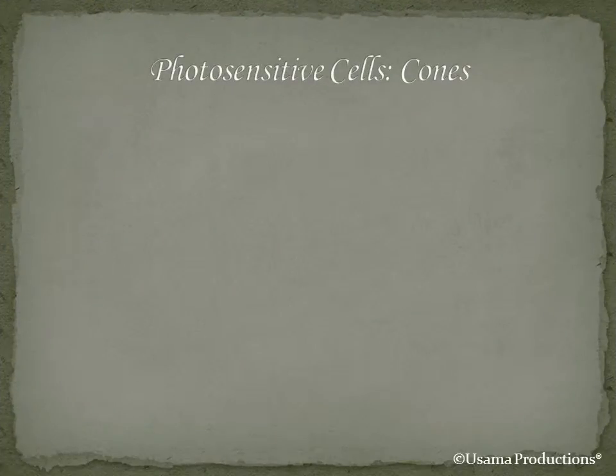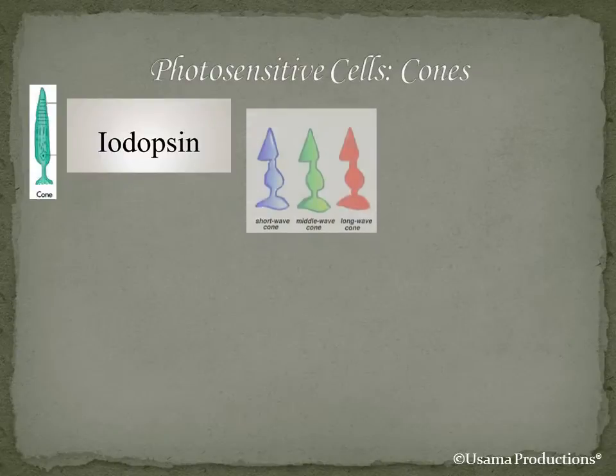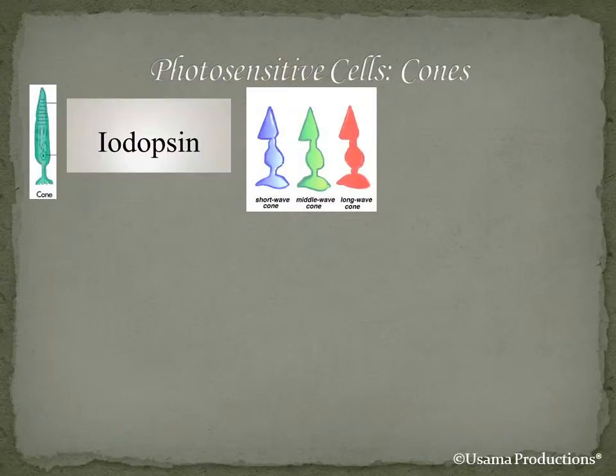The next type of photosensitive cells which we'll study is cones. Cones also contain a pigment, known as iodopsin. There are 3 main types of cones and each type has a specific iodopsin. Each type of cones recognizes one of the 3 primary colors, that is blue, green, and red.